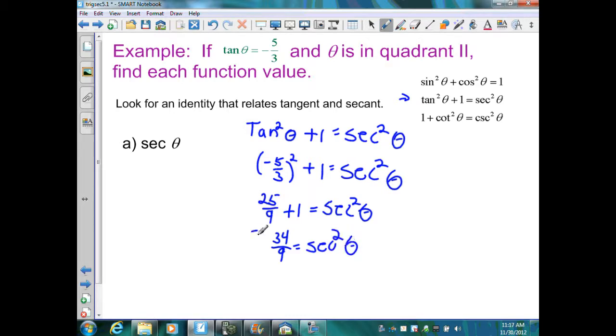Now I need to take the square root of both sides. And that's going to give me secant of theta equal to the square root of 34 over 3. Now recall, they gave us some more information to determine the value of secant. And that information is that I am in quadrant 2. And I know that secant is a reciprocal of cosine. And in quadrant 2, cosine is negative. Therefore, secant theta equals a negative square root of 34 over 3.